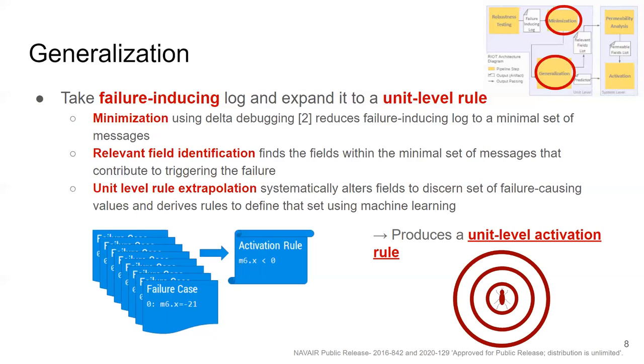For example, discerning the bounds on the fields that cause a failure to manifest can help narrow down the place in the code where the failure occurs and how to fix it.